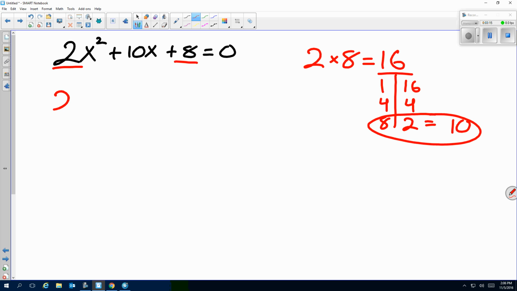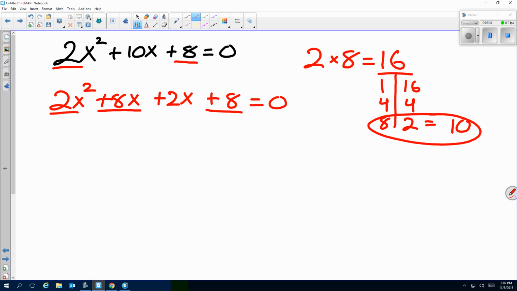Now, I'm just going to rewrite this: 2x squared plus 8x plus 2x plus 8. I haven't changed anything except for the way it looks. The first term is the same, the last term is the same, and if I were to add these two terms, it would equal this middle term. But I did this for a reason, because now I can factor this by grouping.